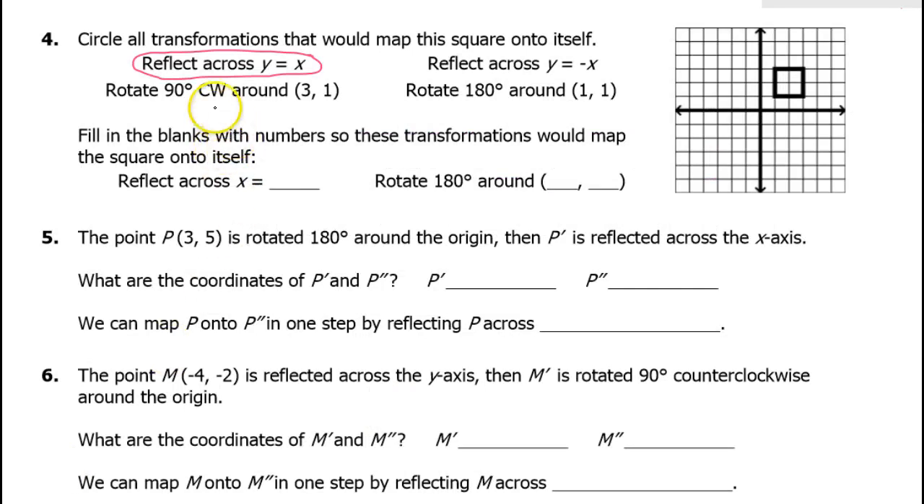For the second part of number 4, we need to fill in the blanks that would map the square onto itself. We have a reflection across x equals something. That's a vertical line, by the way. And we have a 180 degree rotation around, and we need to fill in the point. The easiest way to make sure that this square gets mapped onto itself is by making sure it doesn't move with either one of these transformations. It's going to stay the same the entire time.